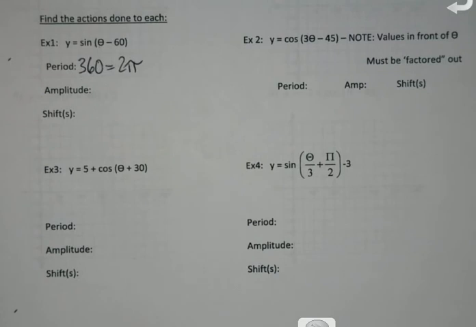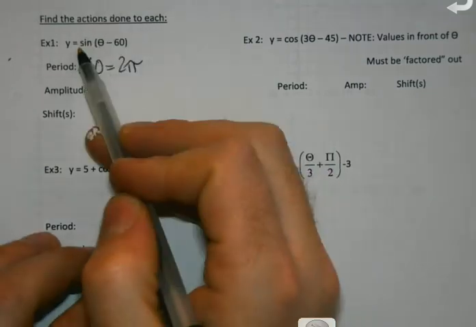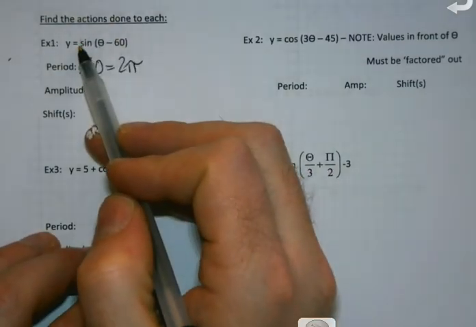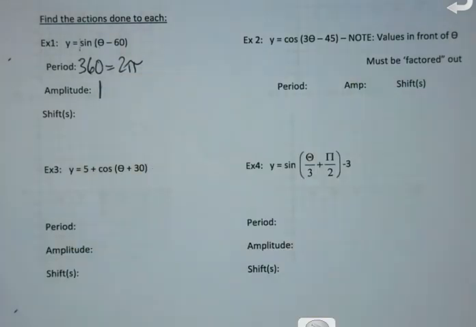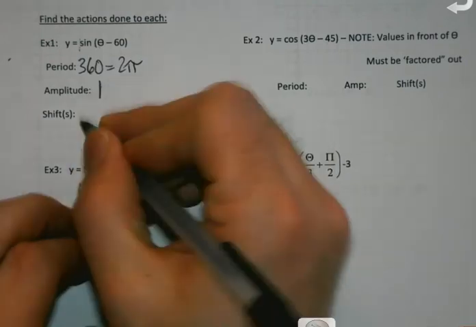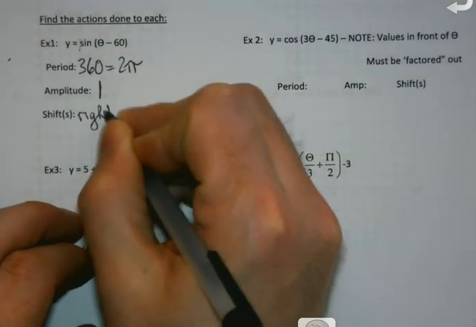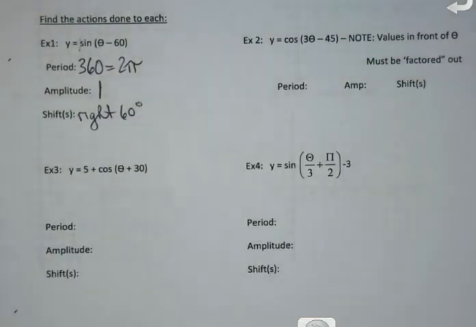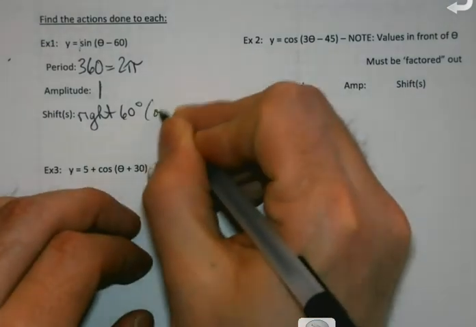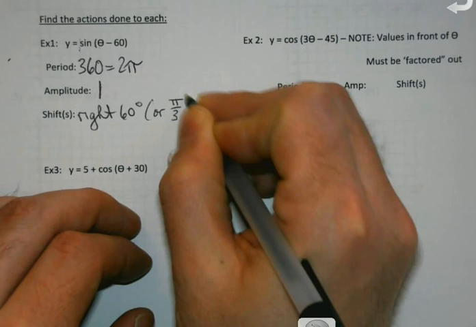Okay, amplitude. Do I have a coefficient in front of my sine? Not a special one, so my amplitude is just going to stay as 1. This first one's to show you that not everything's changing all the time. But what about a shift? This one would go right 60 degrees. If we were doing radians, it'd be right pi over 3. Here, I'll put that in for my radian fans.